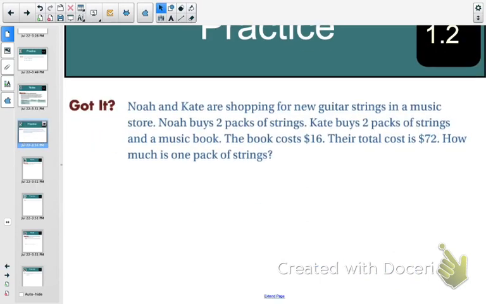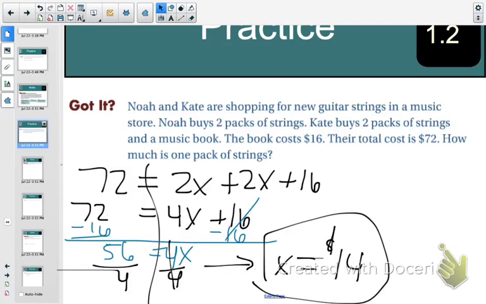Okay, I'm going to let you guys do this one. Go ahead and pause this in 3, 2, 1, pause. Alright, so I did it. So I got x equals $14. So hopefully that's what you got as well. If not, check over my work. See if you can follow.